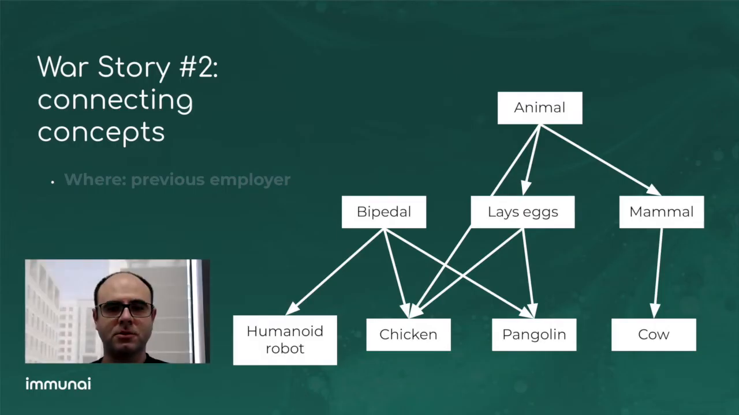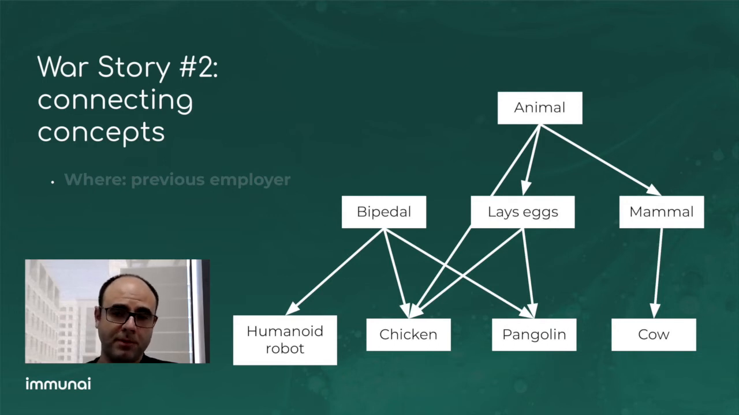The second war story I would like to present is about connecting concepts. What do I mean by that? So a while ago, I was working in this company that was trying to model some aspect of the human language by presenting a kind of a knowledge graph in which there were concepts grouped together in the form of taxonomy. And having that is a standard technique in natural language processing to enable answering questions like, is a pangolin bipedal?